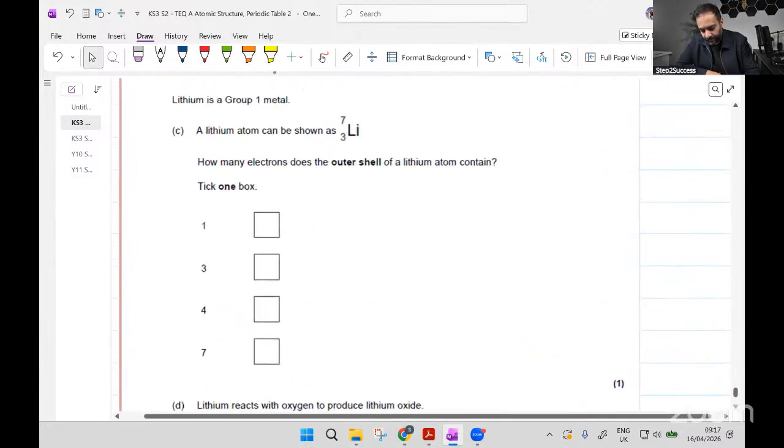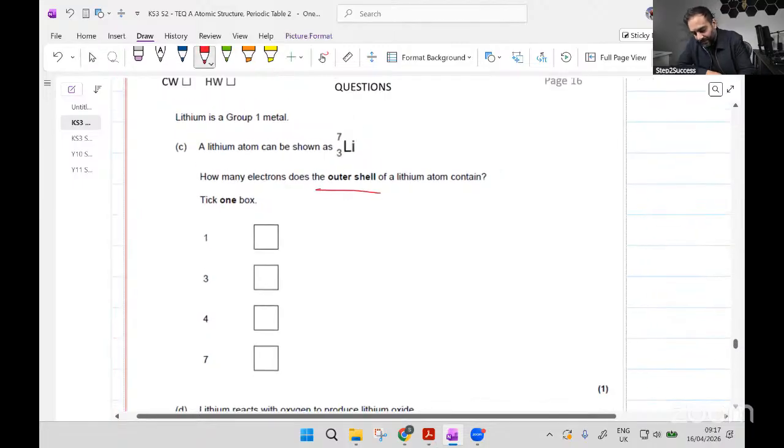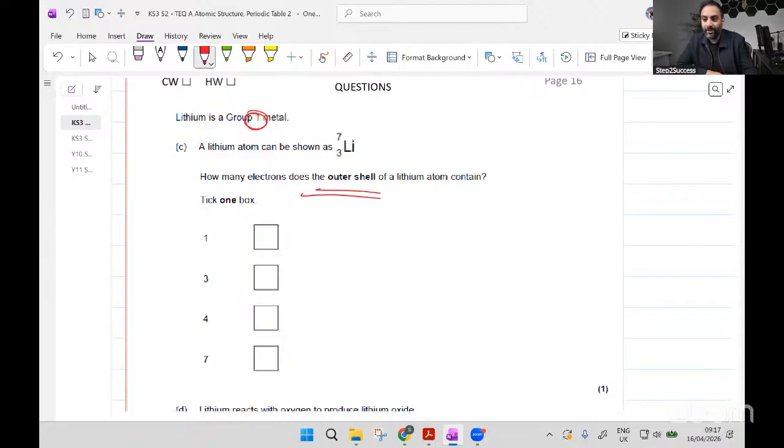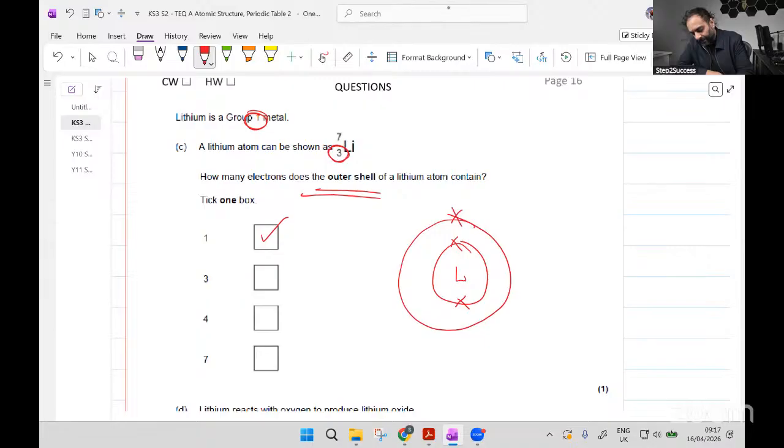Then, lithium is group 1. How many electrons does the outer shell contain? Well, there's two ways of knowing that. Firstly, if it's a group 1 metal, the answer's already 1. But if you looked at this diagram, that tells you that lithium has got 2 electrons in the first shell, and the third one is on its own in the second shell. And so that is that.